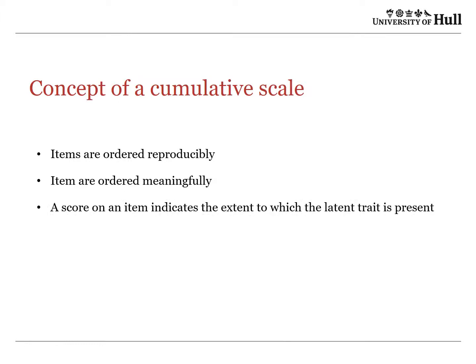And the score on an item indicates the extent to which the latent trait is present. In other words, the score on an item is related to the latent trait. And the sum of item scores is a measure for the order of the latent trait. In other words, if you add up the items, you know how far along the latent trait an individual who's responded to those items is.